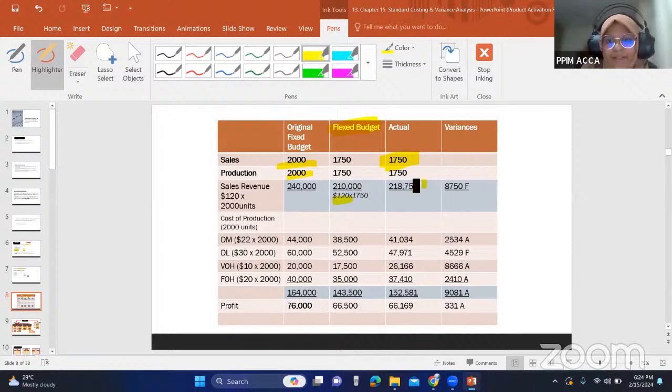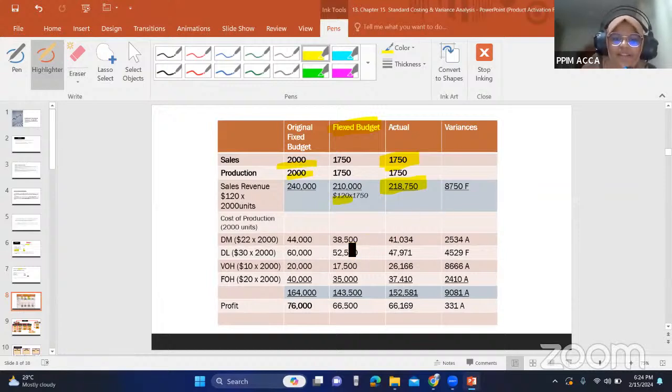210,000. But look what has happened actually. We have got sales revenue 218,750. The guy you fired, he's actually a good guy. He's able to sell for more than $120 per unit. That means he's a good salesperson. If you did not compare with the flexed budget, if you blindly compared with only the fixed budget, then you would take completely wrong decisions.